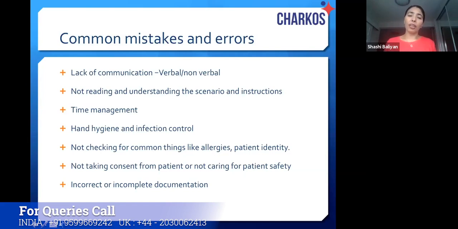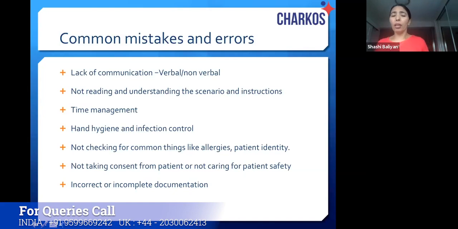Hand hygiene and infection control are very, very important, so you must follow those routines. Then there is not checking for common things like allergies or patient identification, not taking consent from the patient, or not caring for the patient's safety or privacy. So these are other things.